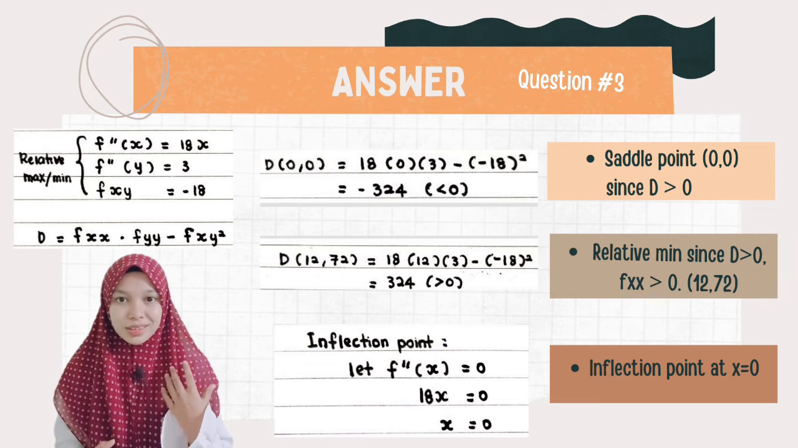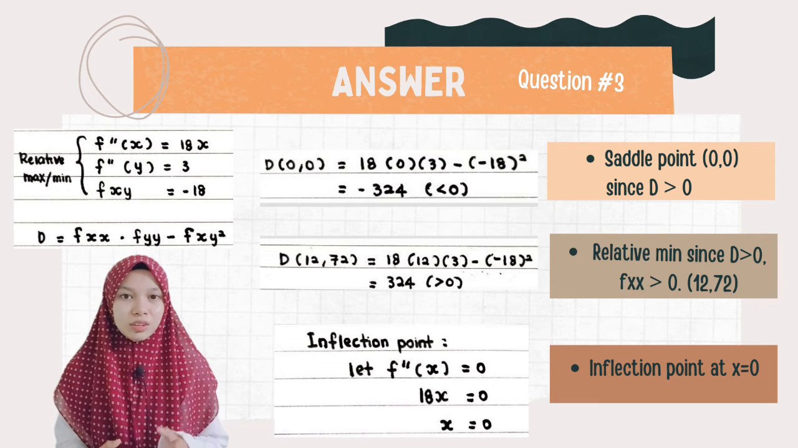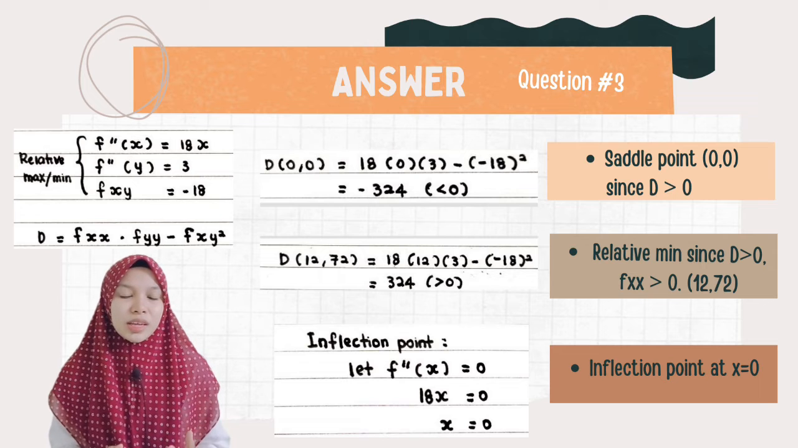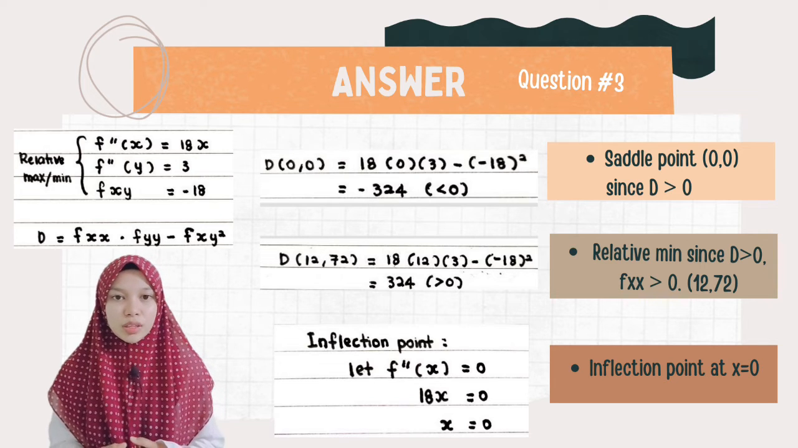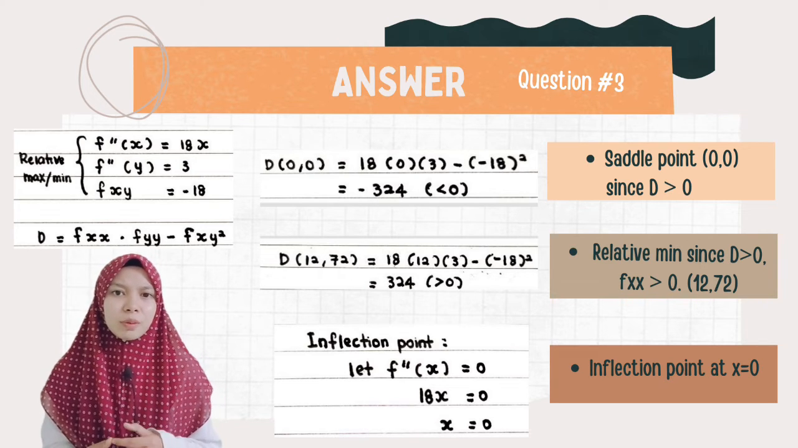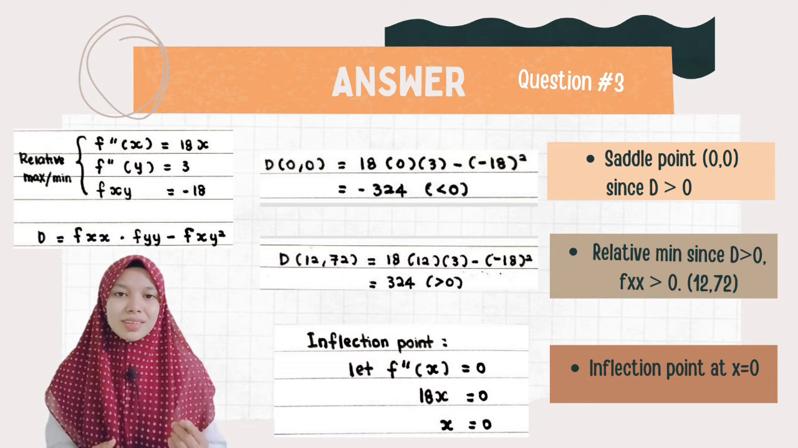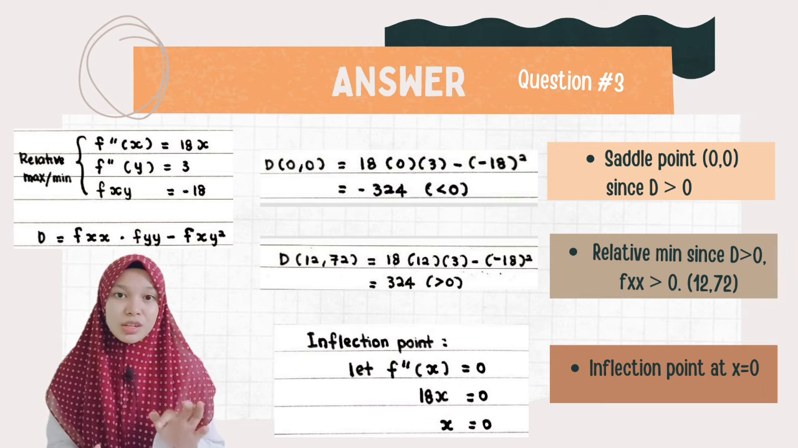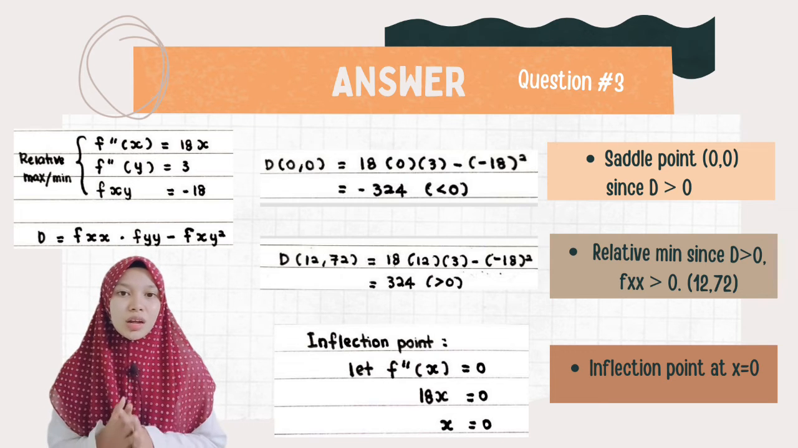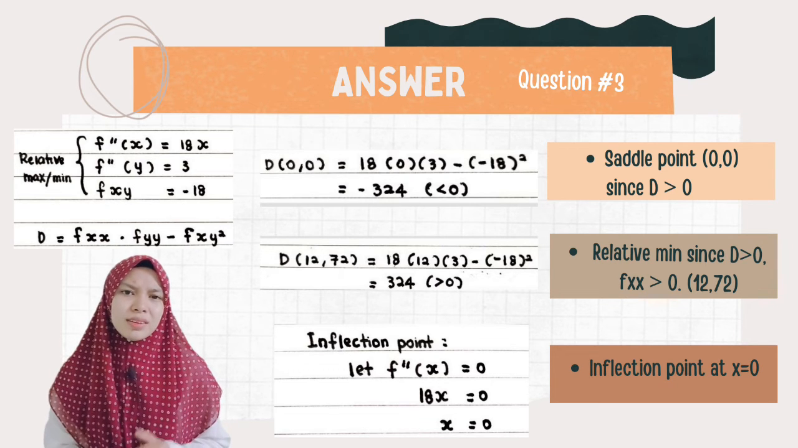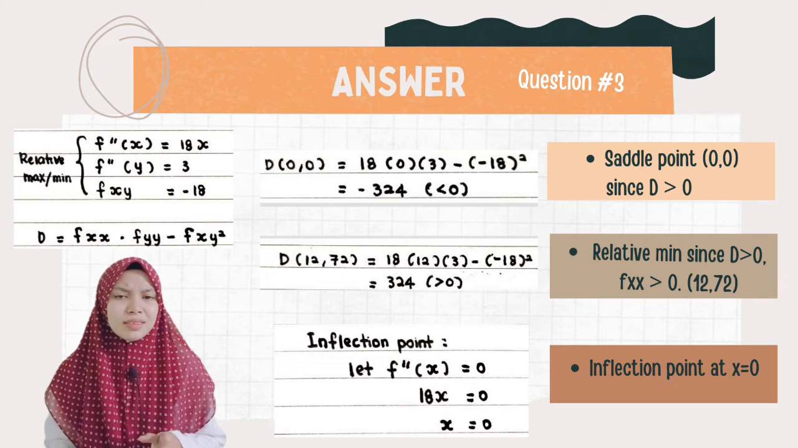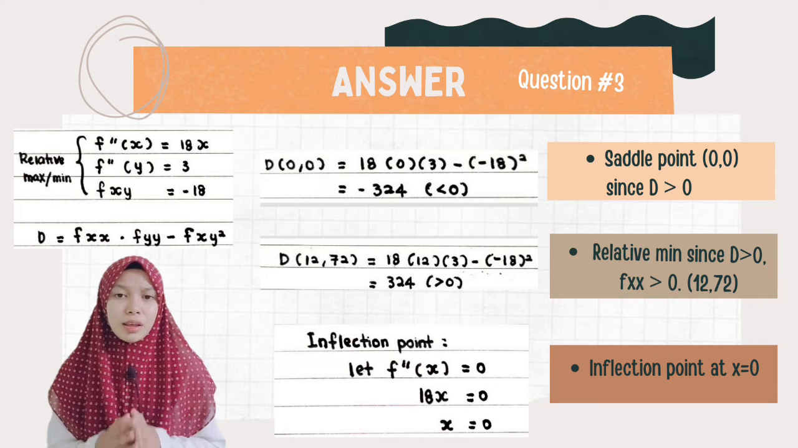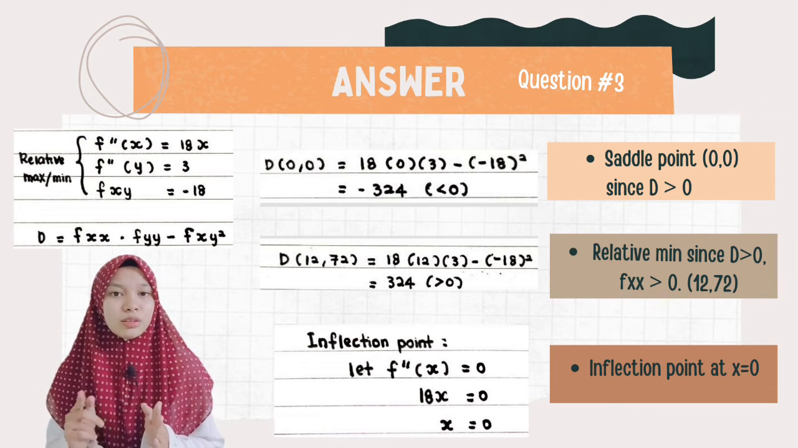Now, we put the critical point (0, 0) into D, and we get negative 324. This means (0, 0) is a saddle point since D is less than 0. And then put (12, 72) into D, and we get 324. That means this is a relative minimum since D is more than 0 and f_xx is more than 0.